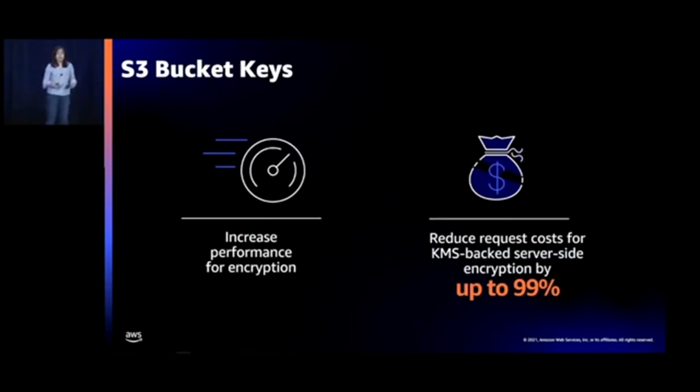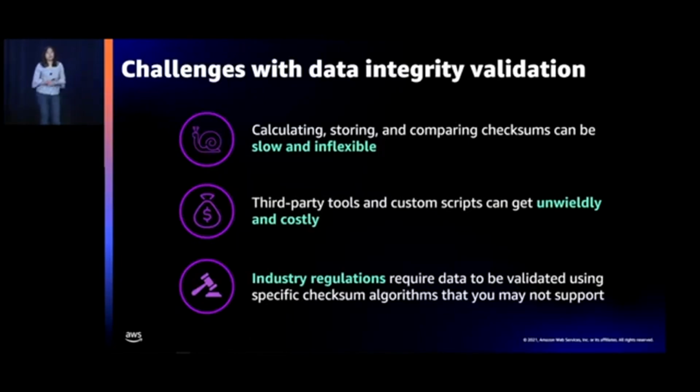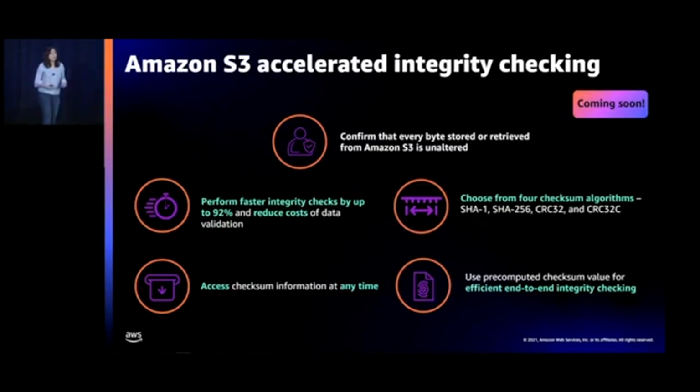Amazon S3 Bucket Keys is a feature that is most useful for high-volume workloads accessing KMS encrypted objects. In addition to encrypting your data, we also recommend performing data integrity validation on the objects that you store in Amazon S3. We'll be launching Amazon S3 Accelerated Integrity Checking, a new feature that automatically calculates and verifies checksum during your S3 operations. S3 is able to perform faster integrity checks by up to 92% and at a much lower cost. This feature will be launched soon, so stay tuned for the official announcement.